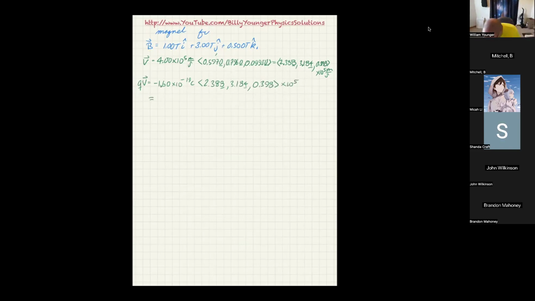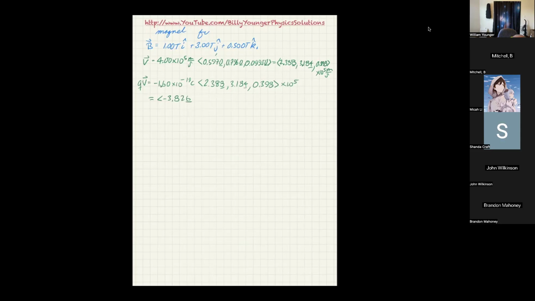So this can equal negative 1.602 times 2.388. That's going to give me negative 3.826. And this is actually going to have units of coulomb meters per second, but I'm going to go ahead and leave that off for right now.